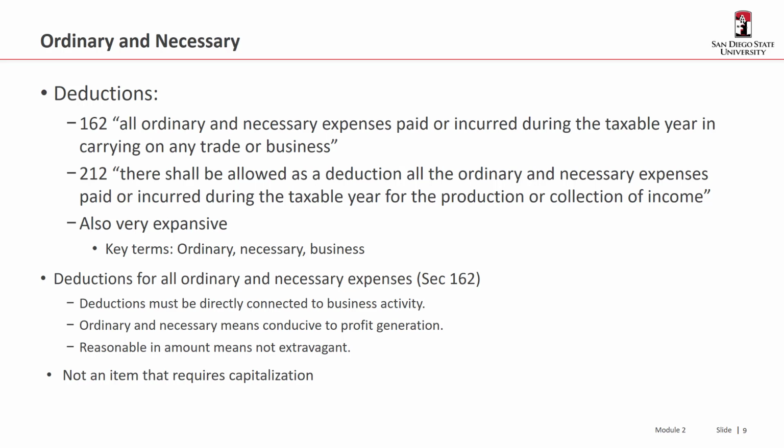Okay, so the rules are the deduction must be directly connected to business activity. It must be a business expense. Ordinary and necessary means conducive to profit generation, and reasonable means not extravagant in amount. Now, there's a different code section that says you're not allowed to deduct an item that requires capitalization. And we get into that when we do the property chapter, which is chapter 10. But at least for now, note that something that requires capitalization, like an asset, property, plant, and equipment, of course you don't deduct those except through depreciation or amortization.